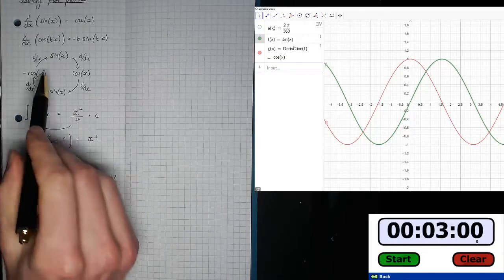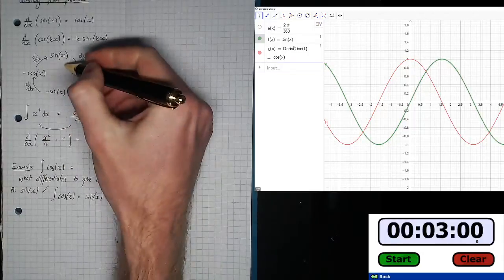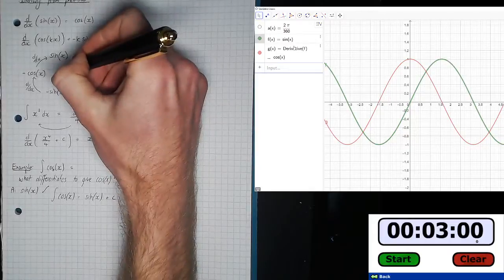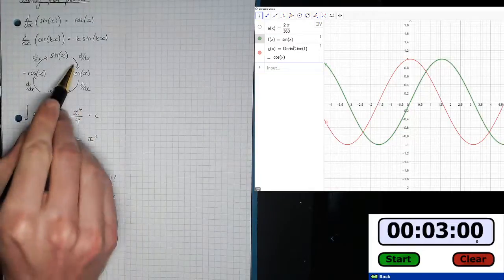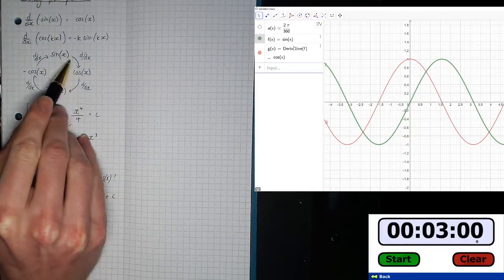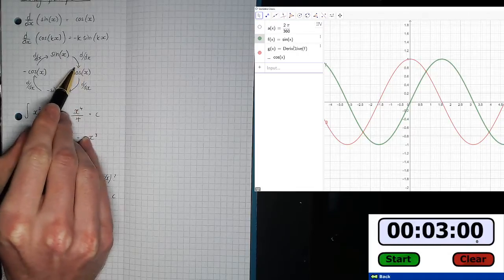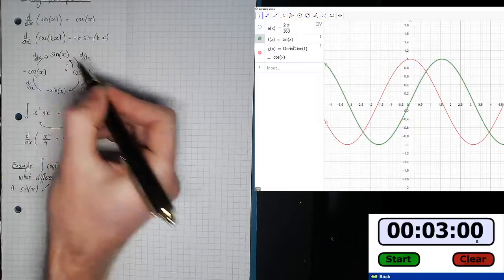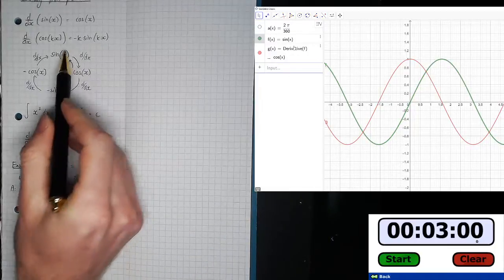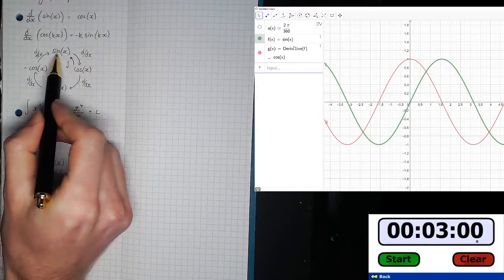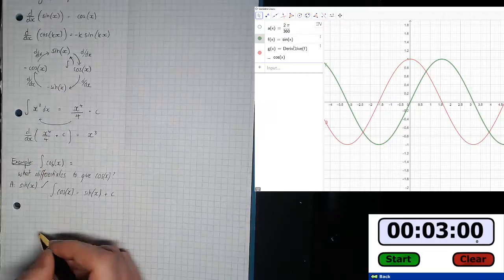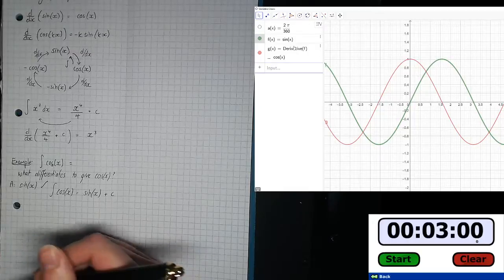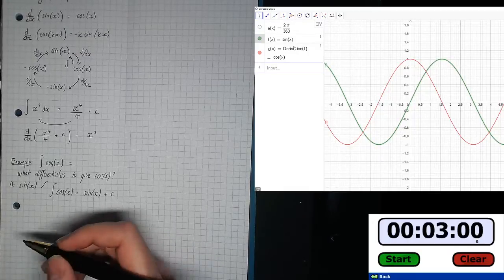And we could now add a little bit more to our diagram. If we want to go the other way, from cos to sine, rather than differentiating, we would integrate. So to go from cos to sine, we would have to integrate. And sometimes we will have to compensate for things which are missing.